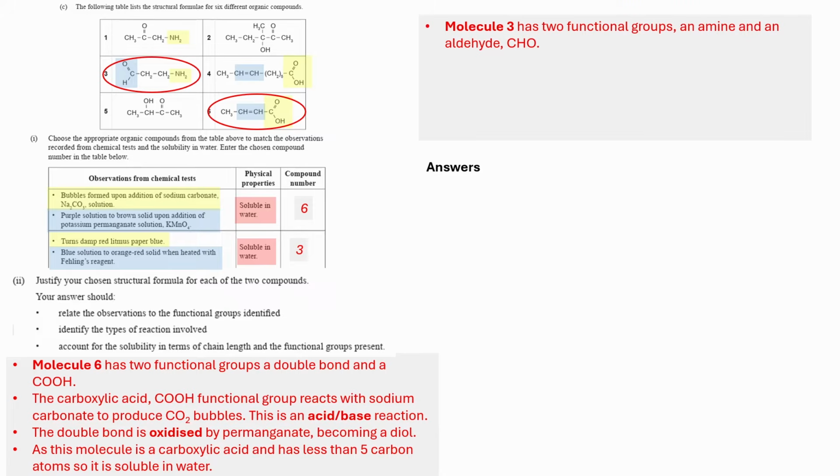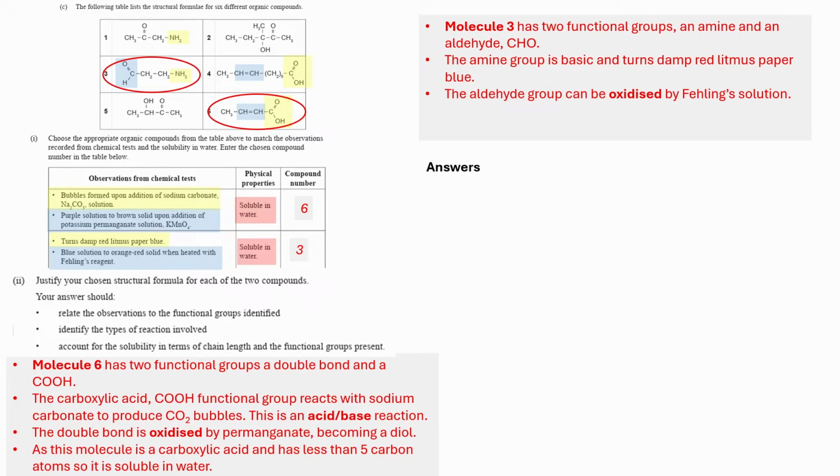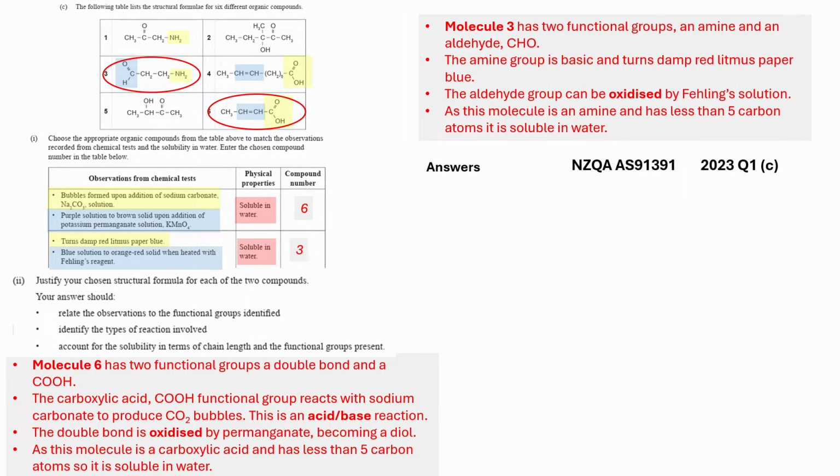So now we do the second one. Molecule 3 has 2 functional groups, amine in the yellow here, and an aldehyde on the left. The amine group is basic, turns damp red litmus blue, and the aldehyde group can be oxidized by Fehling's solution. Again, I didn't say this was an oxidation reaction, but I said the verb, oxidized, so they should figure that out. As this molecule is an amine, has less than 5 carbons, and is also an aldehyde, because it has an amine and an aldehyde functional group, and there's less than 5 carbons, it's definitely going to be soluble. Okay, so how did they distribute the marks for this?